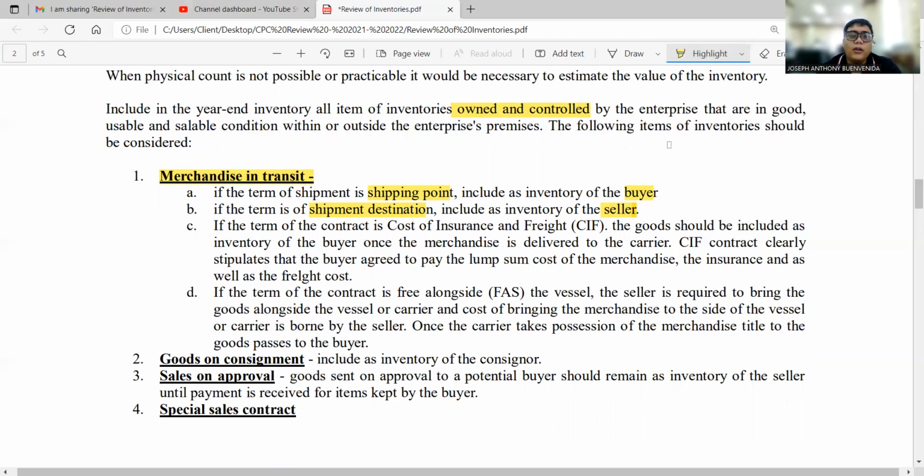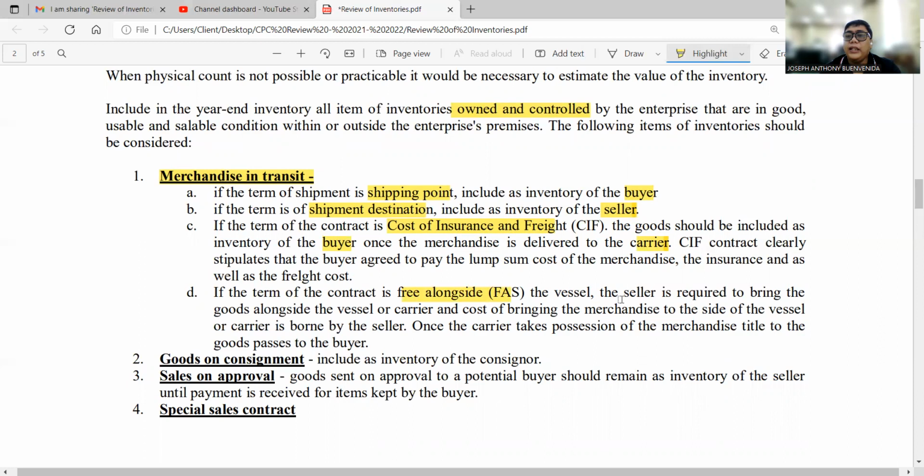Next, if the term of the contract is cost of insurance and freight, or CIF, the goods should be included as inventory of the buyer once the merchandise is delivered to the carrier, though FOB shipping point man. Okay? So CIF contract clearly stipulates that the buyer agreed to pay the lump sum of cost of the merchandise together with its insurance, no, as well as the freight.